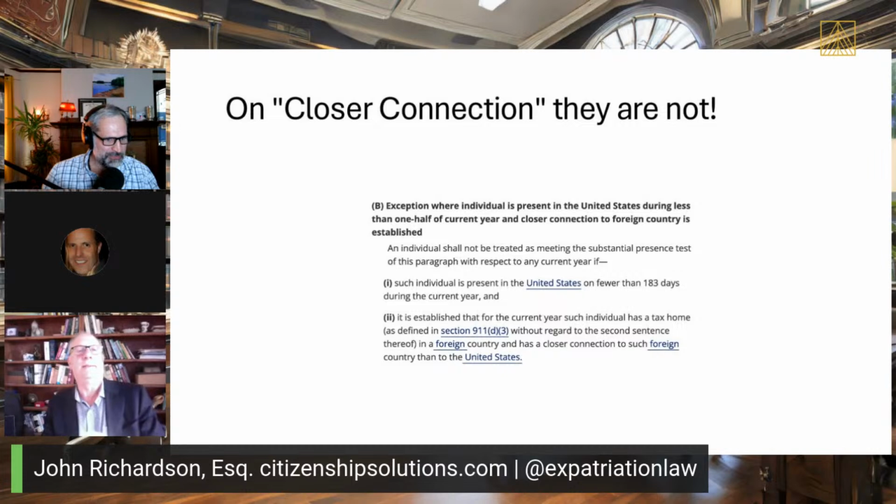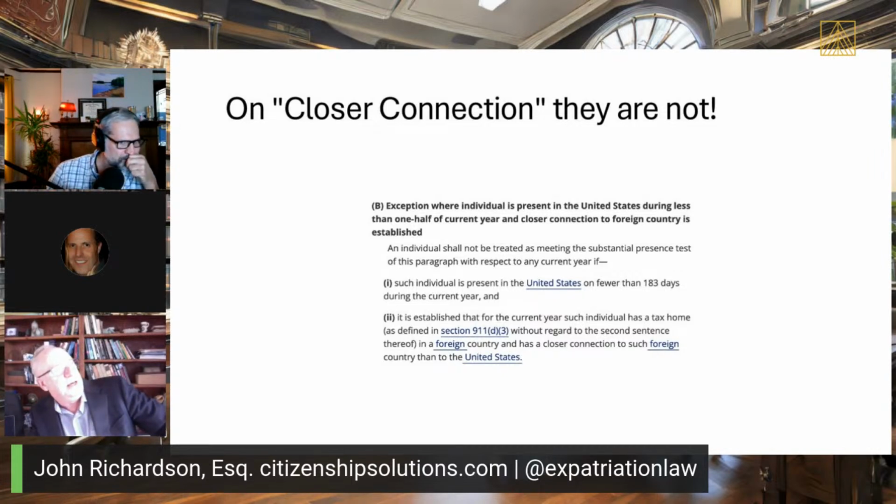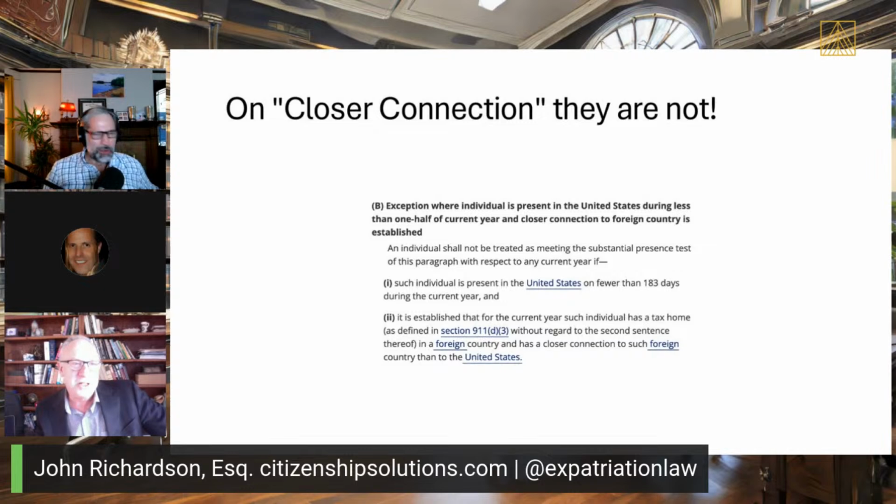All right. Now, I'm probably one of the few people in the world who finds this fascinating, just because I think about tax residency a lot. But first of all, to meet the closer connection requirement here, the first thing I find fascinating is you don't have to actually be a tax resident of the other country. I mean, most times you are. What? Say that again. I will say it again.